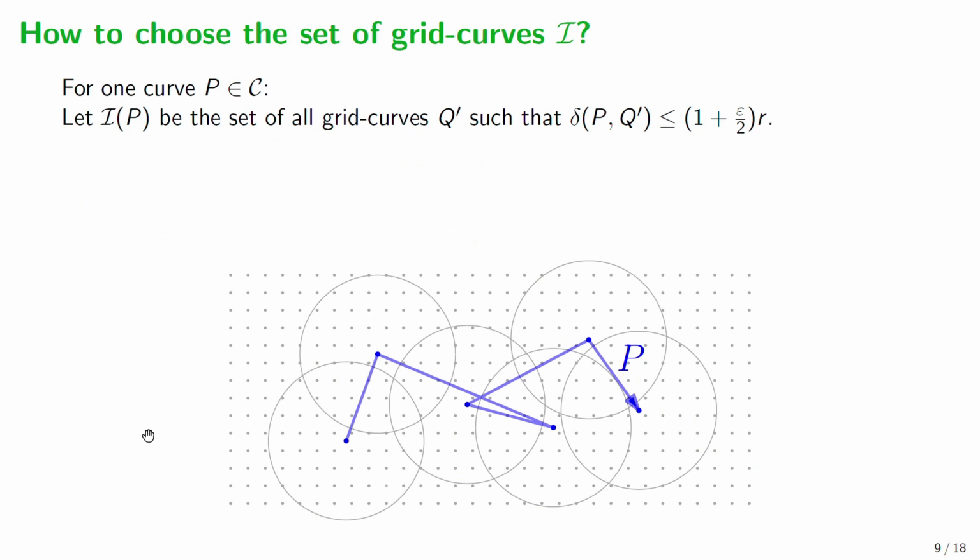So how do we choose the set of grid curves? For one curve P in the dataset, denote by I of P the set of all grid curves that are within distance 1 plus epsilon over 2 times r from P. And let's assume for simplicity from now on that r equals 1. So the points of the grid curves are in this sequence of balls of radius 1 plus epsilon over 2 around the points of P.